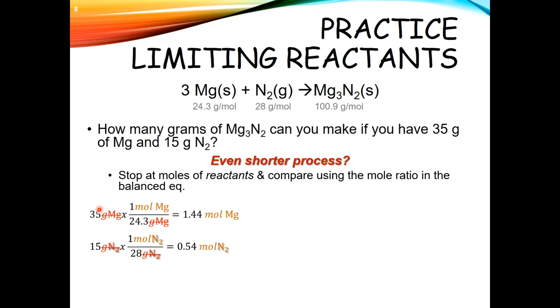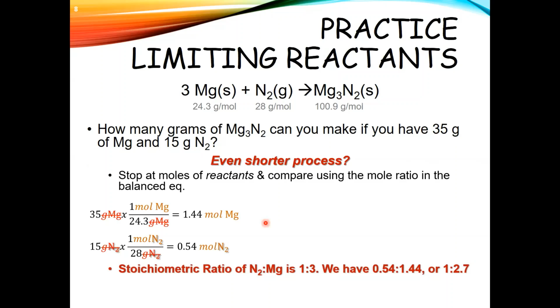So we're going to take that 35 grams of magnesium, divide by 24.3 grams of magnesium per mole, and find that we have 1.44 moles of magnesium. Then we're going to take our nitrogen, figure out how many moles of that. So we're going to start with our 15 grams of nitrogen, divide by the molecular weight of nitrogen, and find that we have 0.54 moles of nitrogen. So now that we know how many moles of each we have, we can compare to the ratios we should see in this formula.